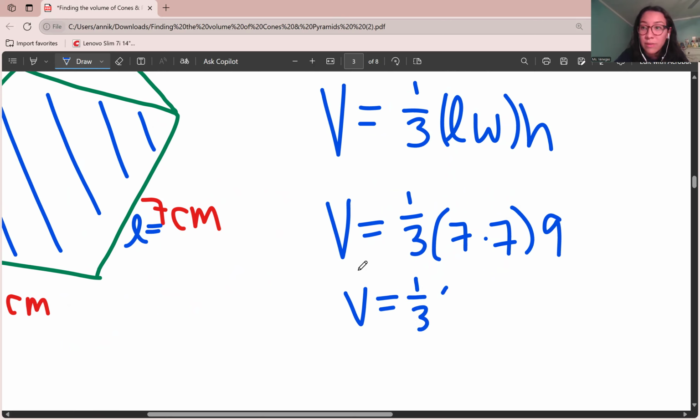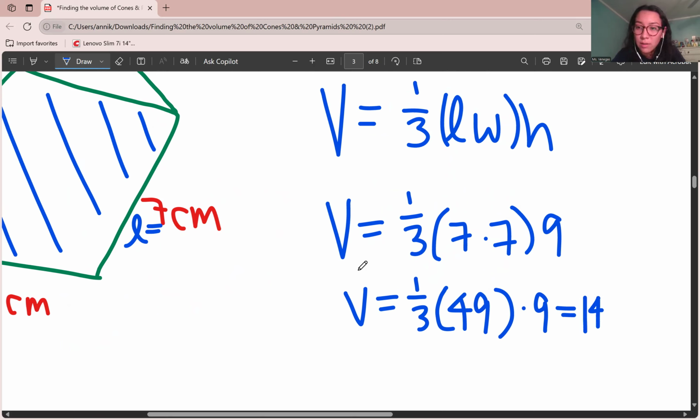So we have 1/3 times 7, which is 49, times 9, which ends up equaling 147 centimeters. And then don't forget your units. I always like to remind everyone, always put your units at the end. So centimeters cubed, because it's being multiplied by 3 dimensions, right? The length, the width, and the height. Those are 3 dimensions. Okay, so our final answer is going to be 147 centimeters cubed.